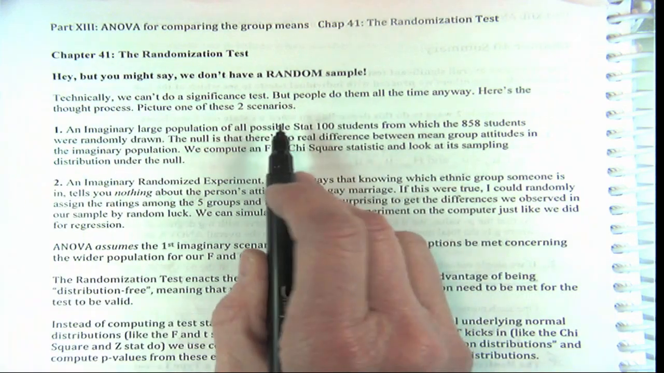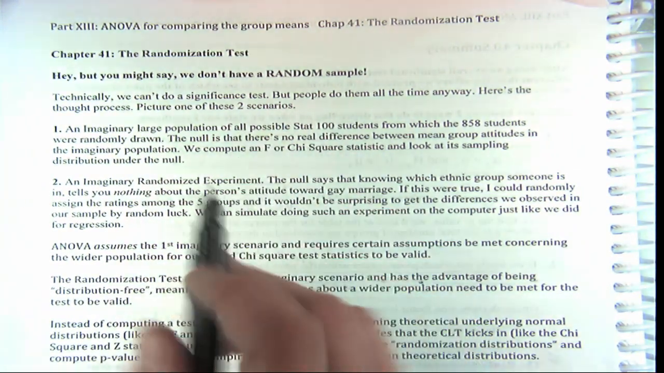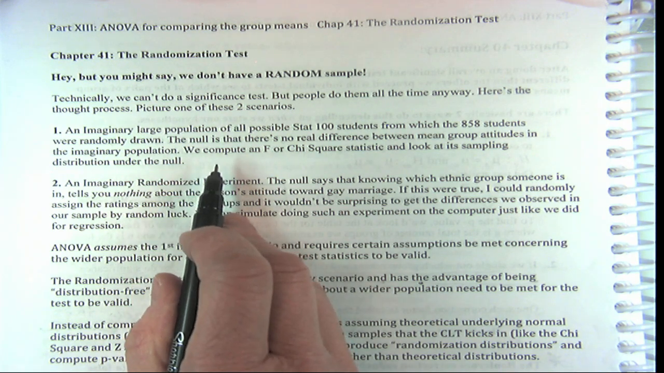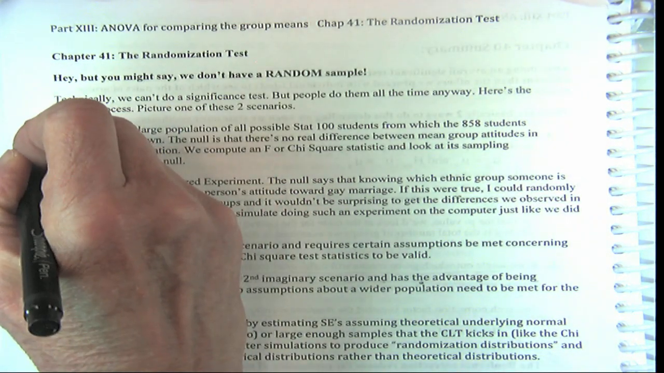So here's the thought process. Picture one of these two scenarios. The first scenario, the one we're using, is what ANOVA does.